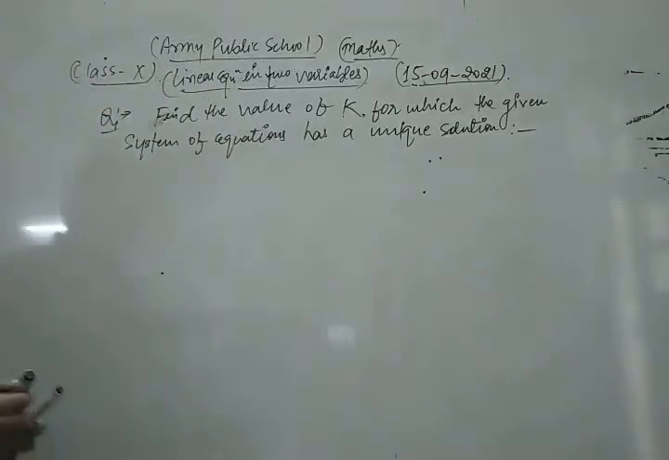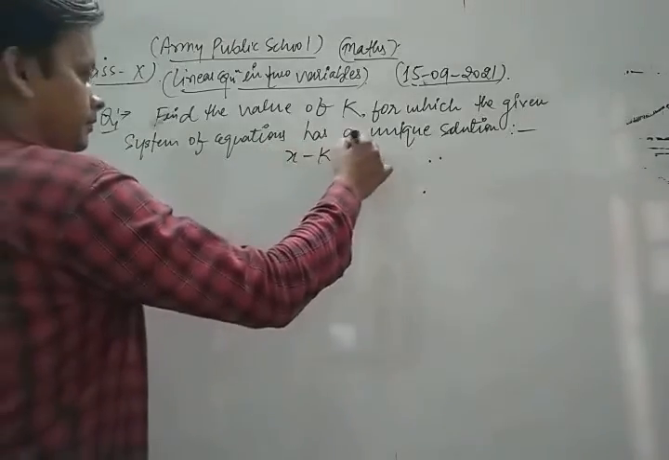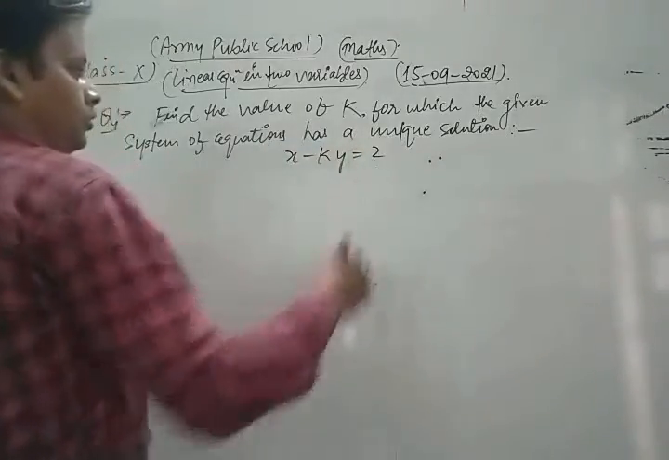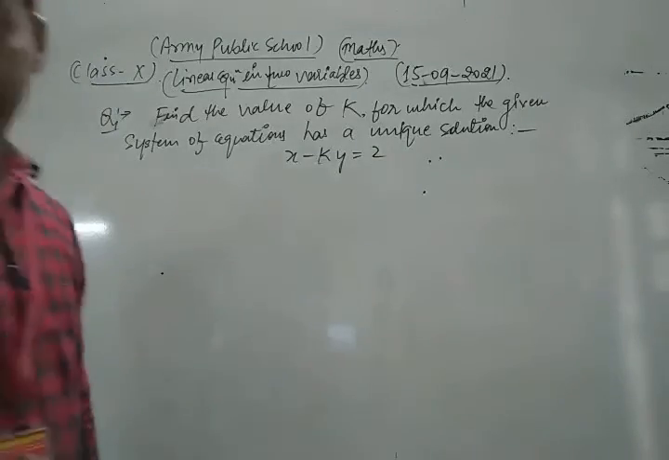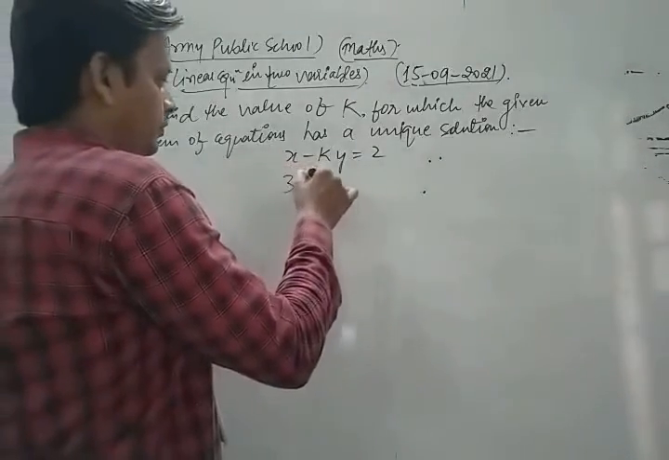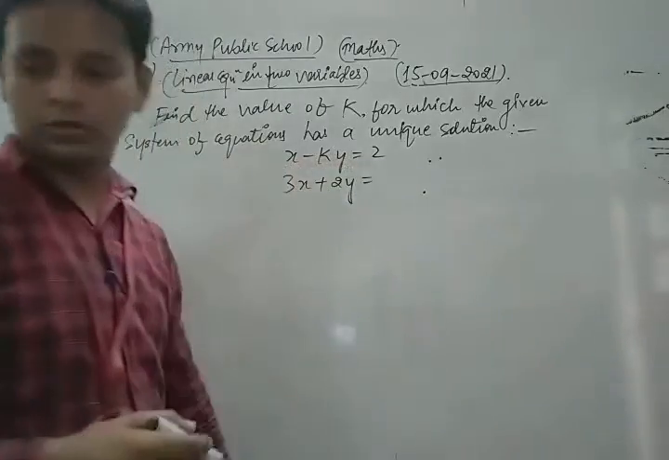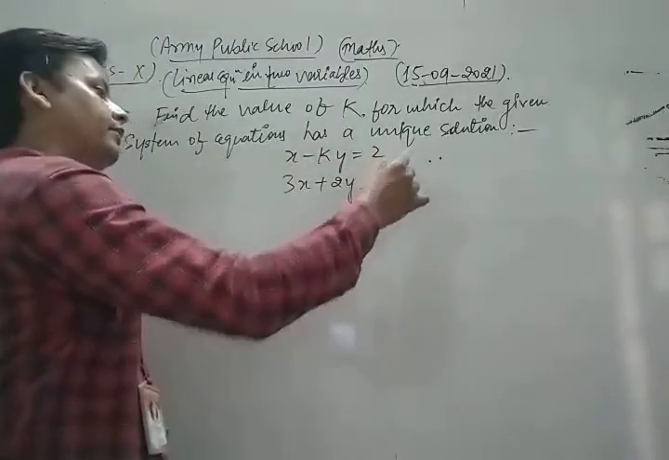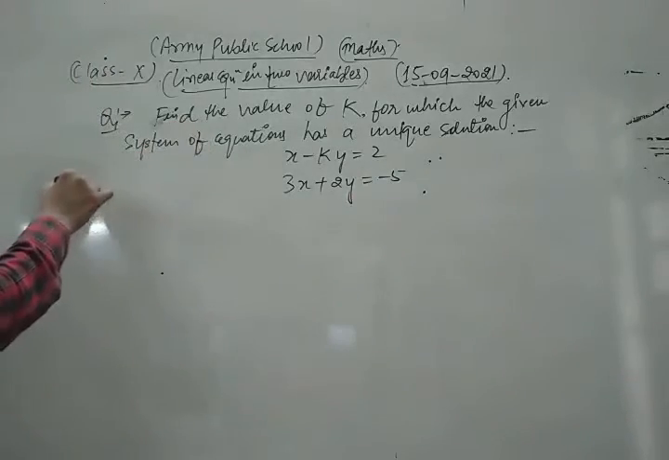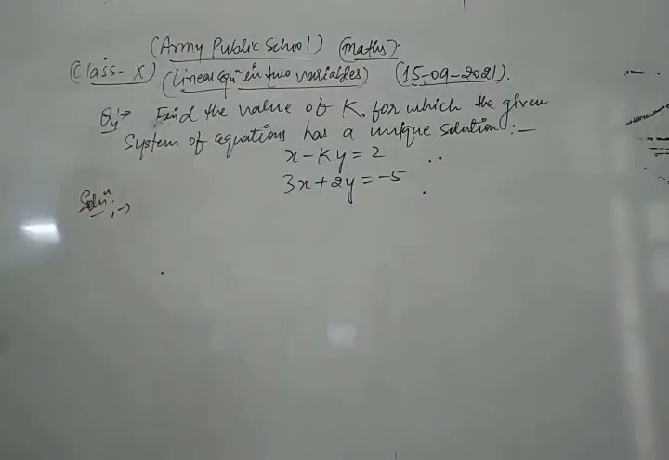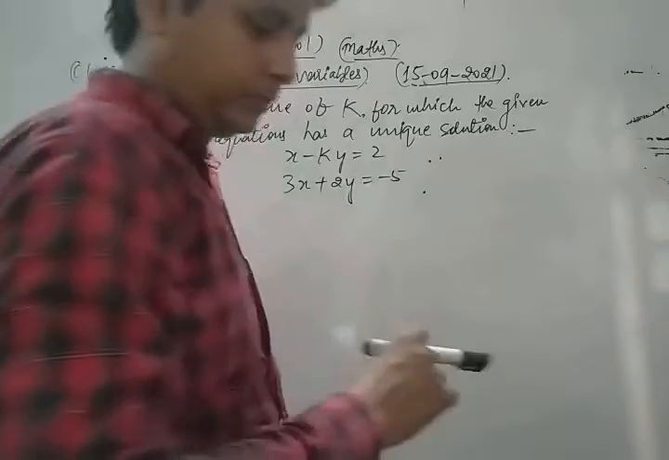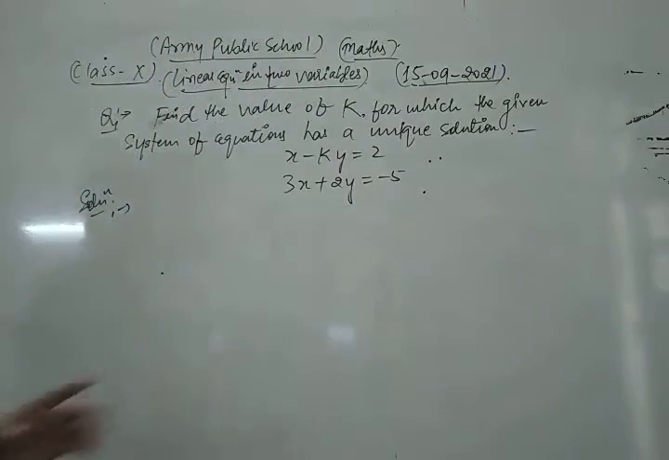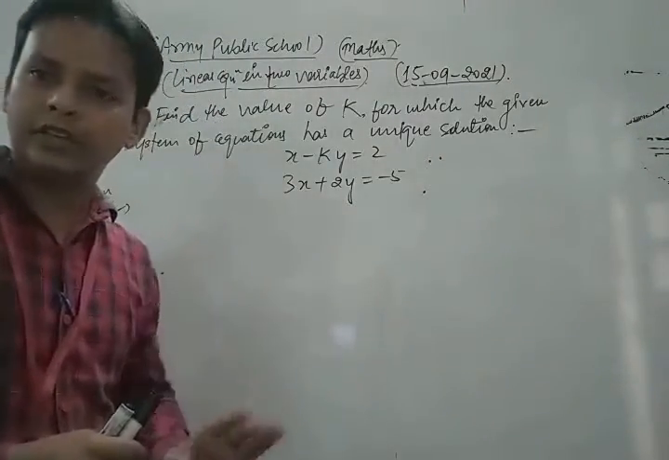Okay, now look, your equation is x minus ky is equal to 2. Second one is 3x plus 2y is equal to minus 5. Now look, let's see its solution. This is a very important question.